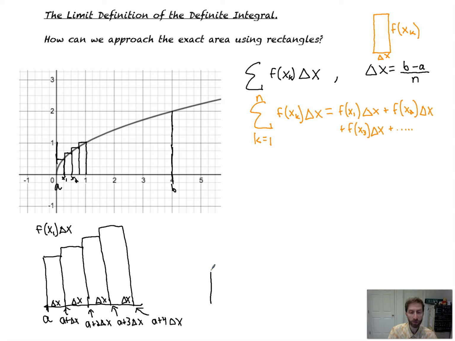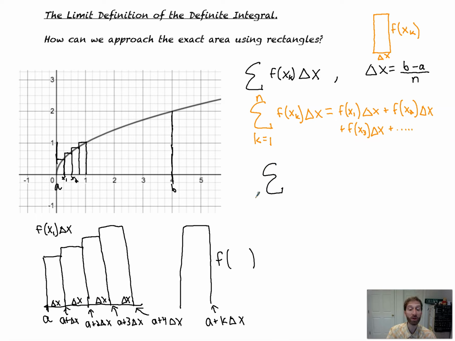So in general, if you've got this rectangle out here, and you want to know how do I get to that x value that's going to get me my height, f of something? How do I get that x value? Well, you take a, where you start, and you add on to there k number of delta x's. That k would be the number of times that you've added those widths. That's your x sub k. Okay, so we're starting to build this.